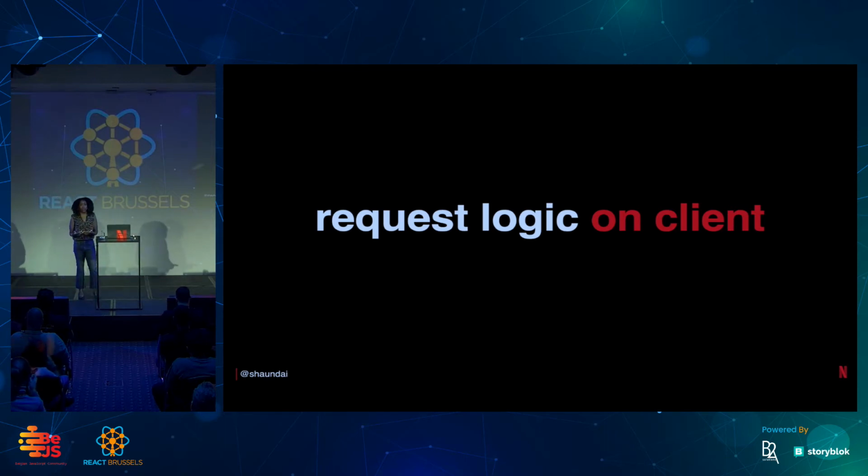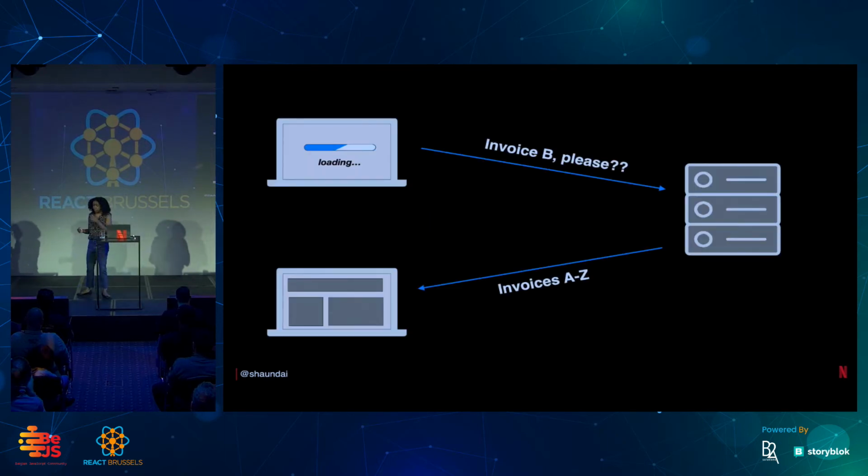We can't control how fast our user's internet connection is, but we can control how much we send over the network. So let's illustrate this problem. Let's say with our Fakebooks app, we want to flip the page just from invoice A to invoice B. Nothing's going to change about our app except for just this information about invoice B.